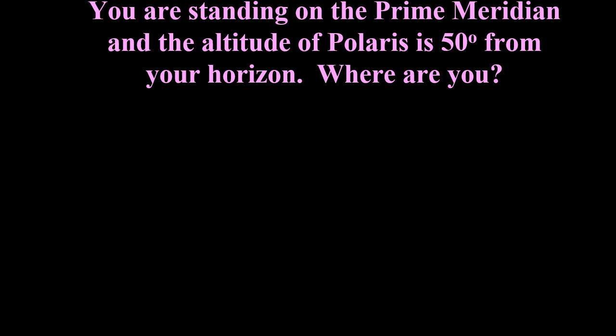And here's one more problem. You are standing on the prime meridian and the altitude of Polaris is 50 degrees from your horizon. Where are you? In your notes, write down the 2 coordinates for your location.